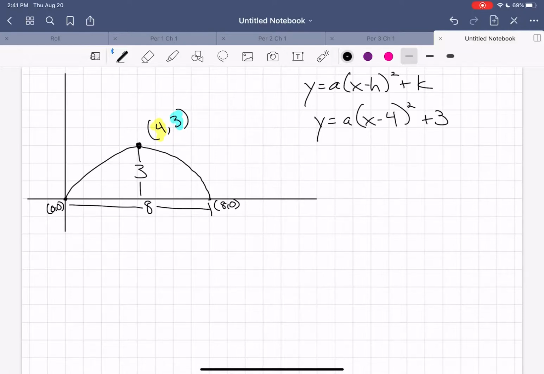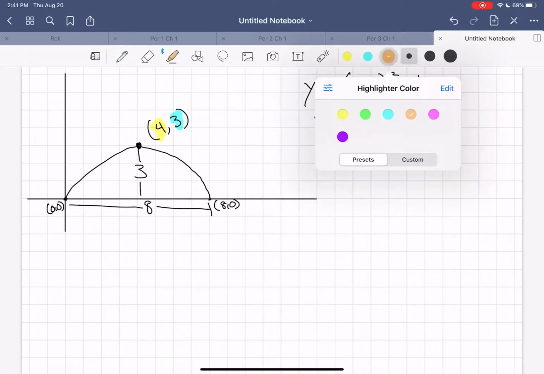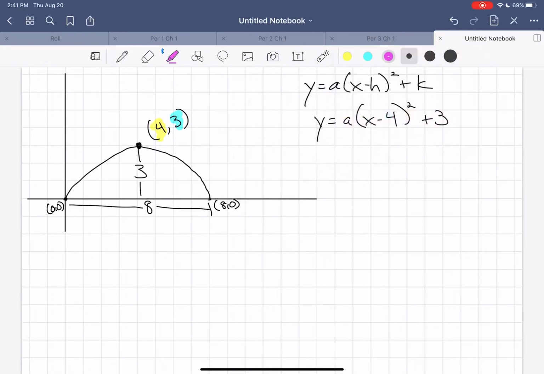Then I need to solve for A. The whole point of these problems is finding that A value so you get the exact graph. To solve for A, you have to plug in a different point. You cannot use the vertex. So you're welcome to use 8, 0 if you'd like, but this is why I chose to start it at 0, 0. Let's plug in 0 for X and 0 for Y because zeros are easy to deal with.